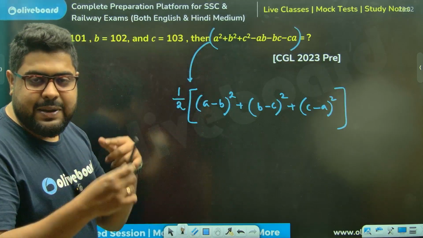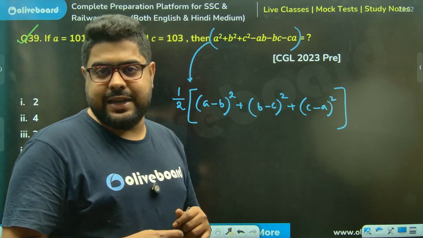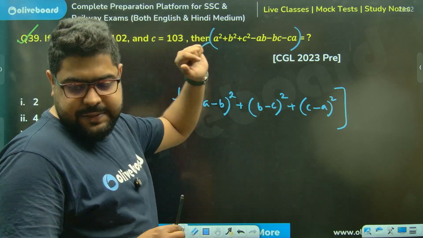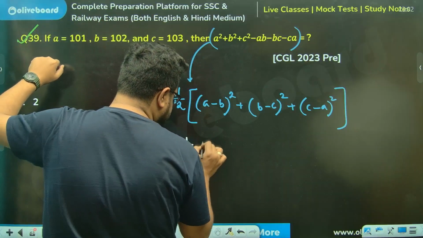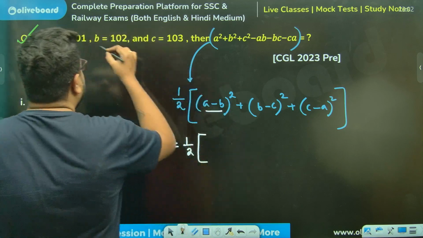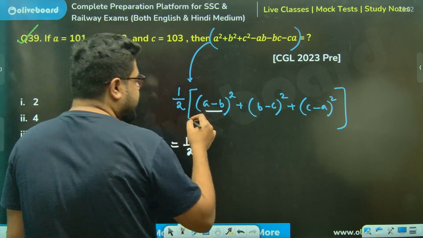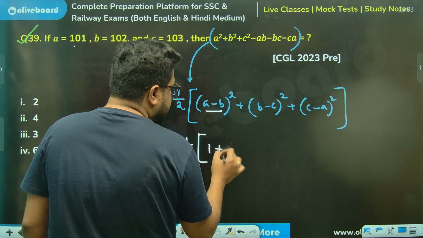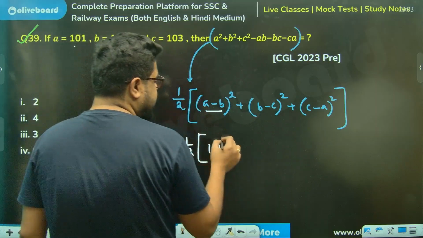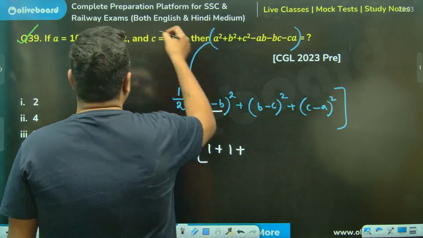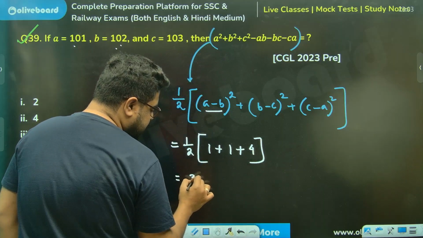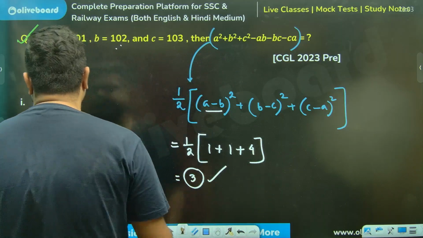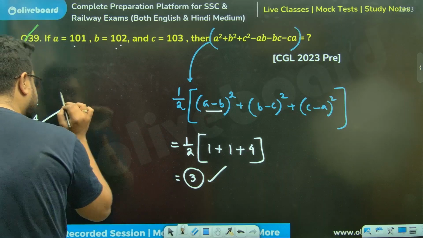This is why proofs are important. This is why understandings are important. Otherwise, you will miss it. So just put in the values. And square is there, meaning plus minus, I don't need to take care. 101 minus 102, meaning 1 minus 1, square is 1 only. B minus C, 2 and 3, 1 square 1. This is C minus A, 2 square 4. That means 6 by 2, that is 3 is my correct answer, which is in option number 3.